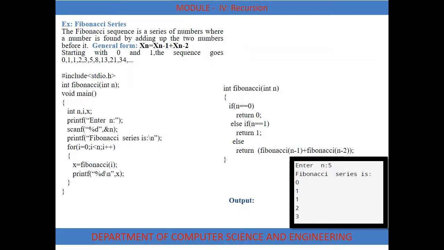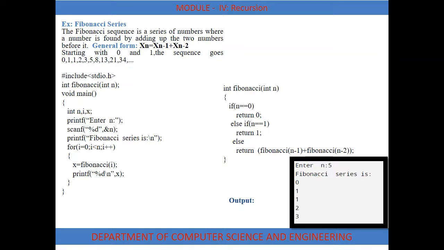Example for recursive function is Fibonacci series. So Fibonacci sequence is a series of numbers where a number is found by adding the two numbers before it. That is, it adds previous two numbers value to compute the next number value.